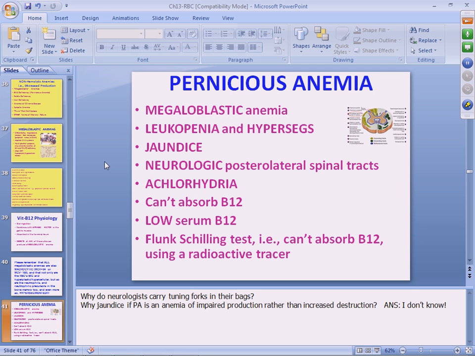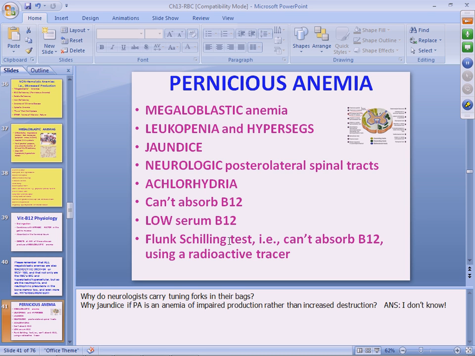Another thing that pernicious anemia patients do is they flunk the Schilling test. And I did many, many Schilling tests because I spent a couple of years in nuclear medicine. I got my boards in nuclear medicine. We did the Schilling test a lot. It's a very simple concept.